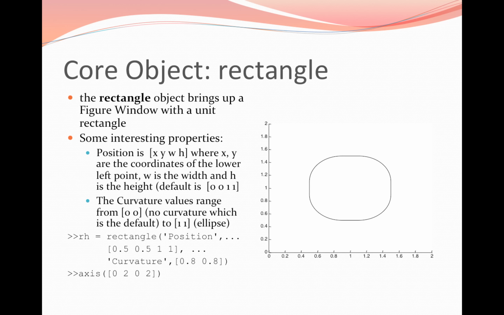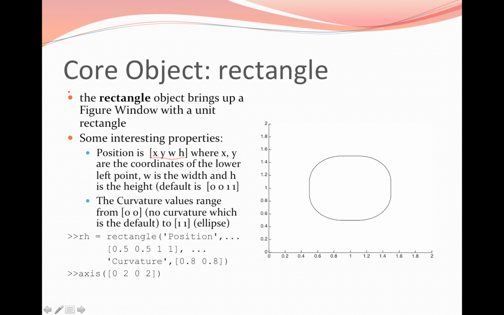Another core graphics object is called rectangle, and that will draw a rectangle which amazingly can actually have curvature. So the rectangle object brings up a figure window with a unit rectangle. Now some of the more interesting properties that you can set with the rectangle function are the position. So the position is given by a vector that has 4 numbers in it, where the first 2 are the x and y coordinates of the lower left-hand corner of the rectangle, and the third number is the width, and the fourth number is the height.